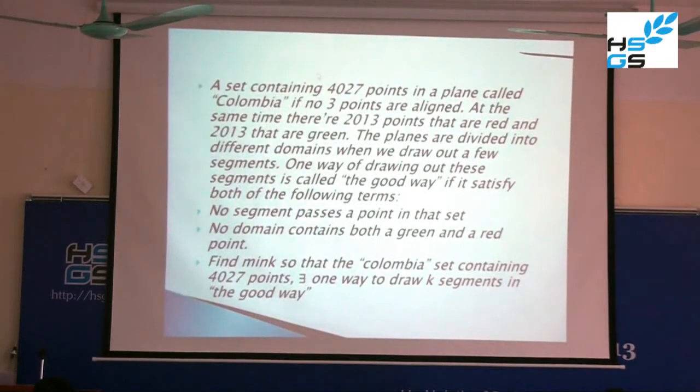No segment passes a point in that set. No domain contains a green and a red point. Finally, prove that for the Columbia set containing 4,027 points, there exists one way to draw K segments in a good way.